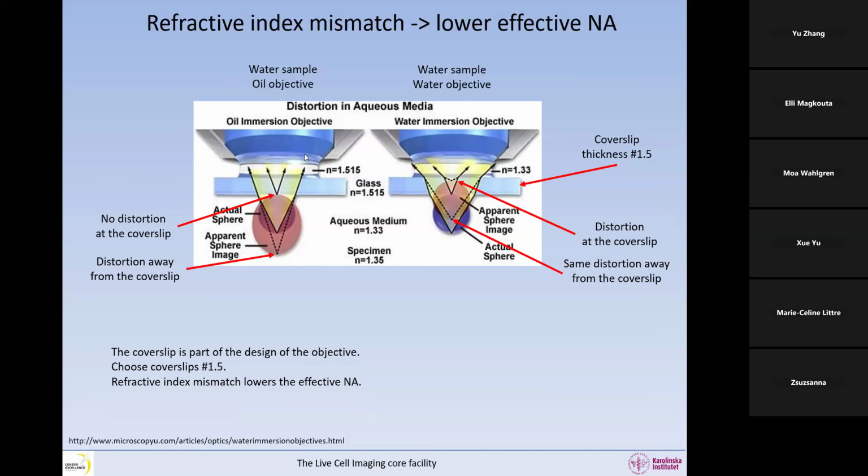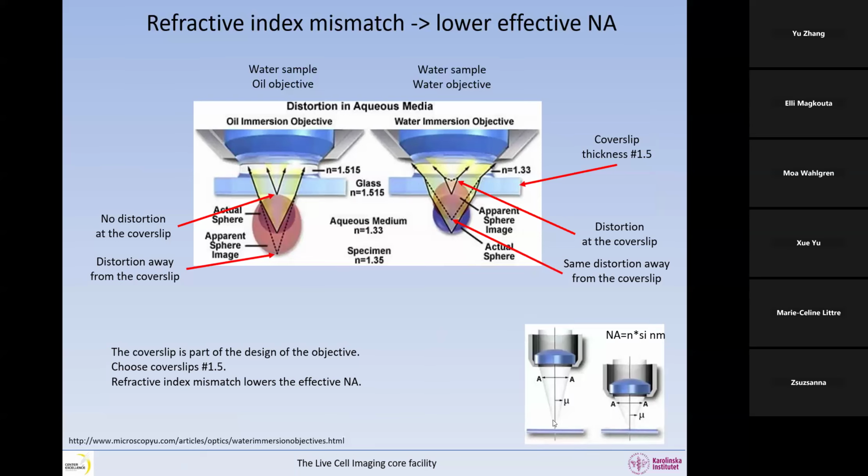So maybe you're going like, okay, I want a better resolution. I'm using now an air objective. I'm using a water objective, but I'm going to choose this objective because it has a higher numerical aperture. But you don't pay attention that there's a mismatch in the refractive index. You're actually using an objective with a higher numerical aperture, but you're not getting that numerical aperture. Okay, so the effective numerical aperture is lower, whereas in here we get the full numerical aperture.